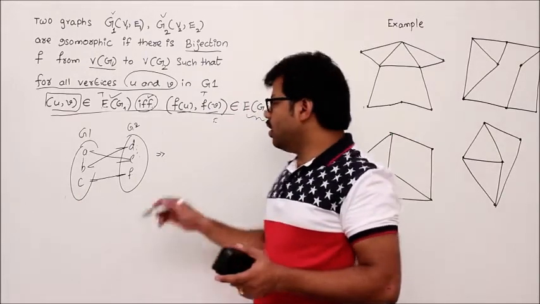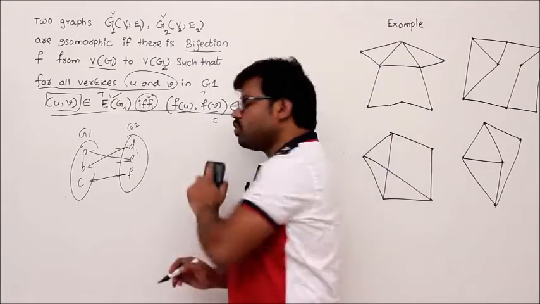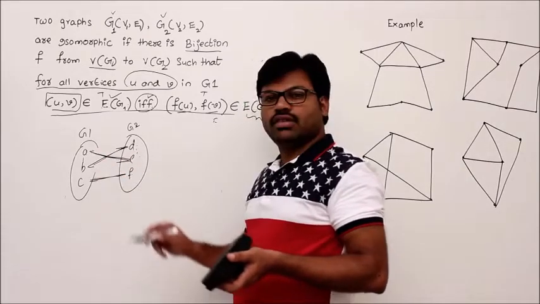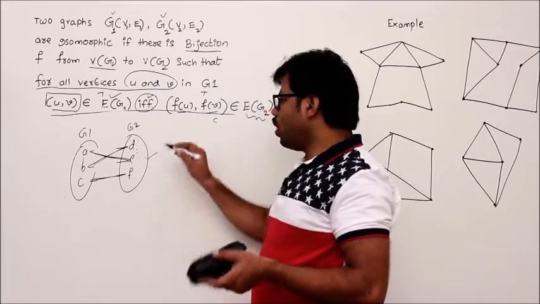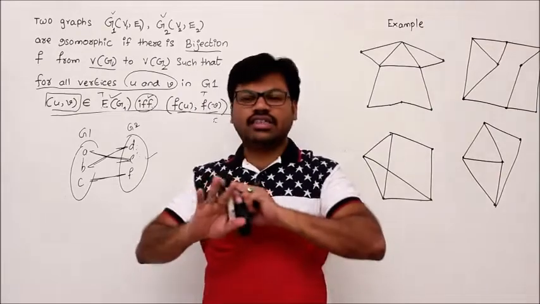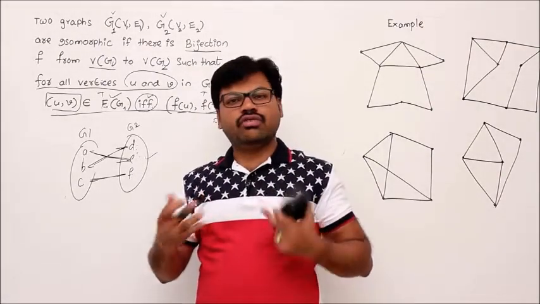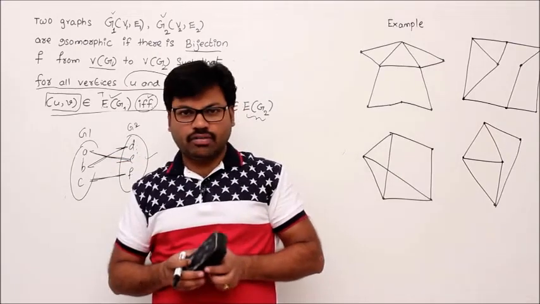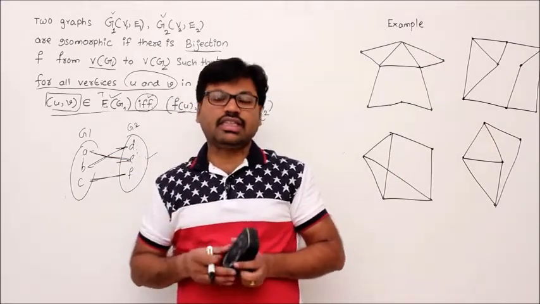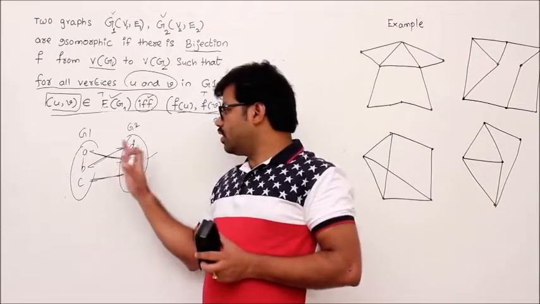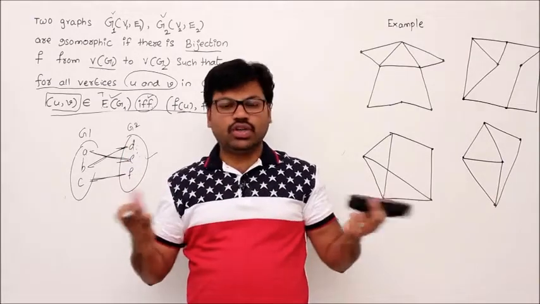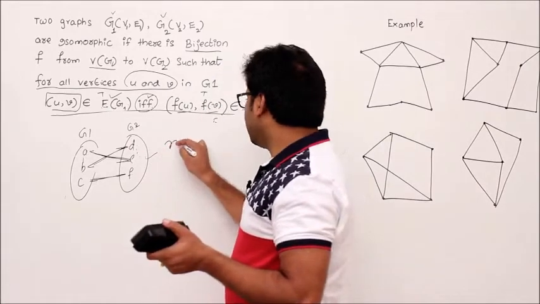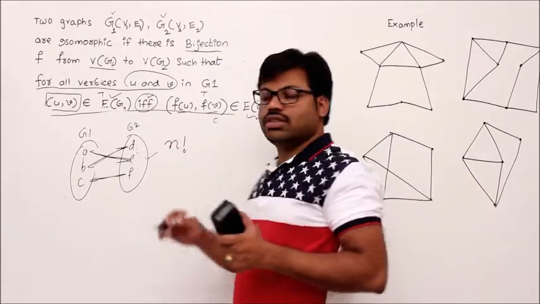Sometimes what happens is you calculate one bijection, then for this bijection you observe the adjacency and that adjacency is preserved. If that adjacency is preserved, then we say that the two graphs are isomorphic. But that is the best case. In the worst case, what happens? Whatever bijection you try, you might fail. Then in the worst case, n factorial bijections you have to evaluate.